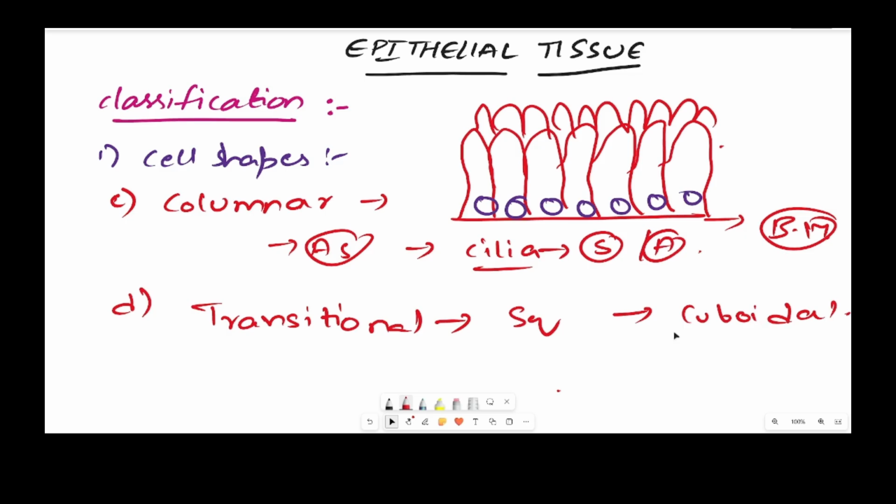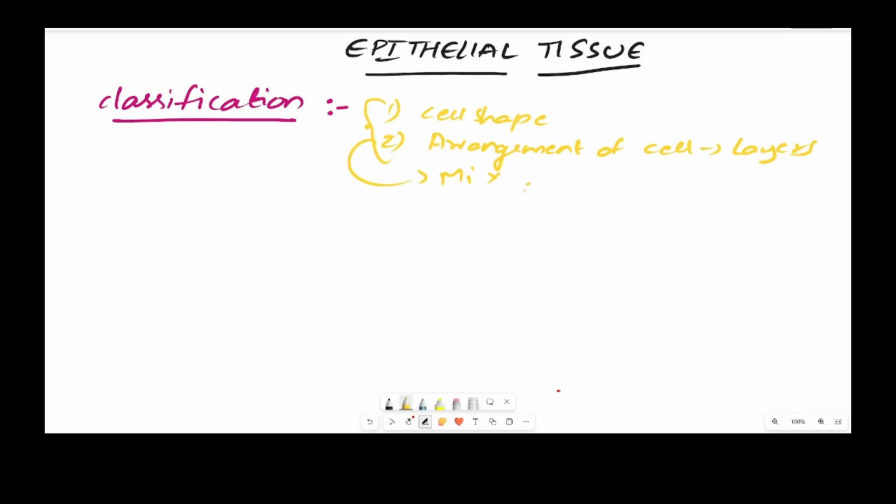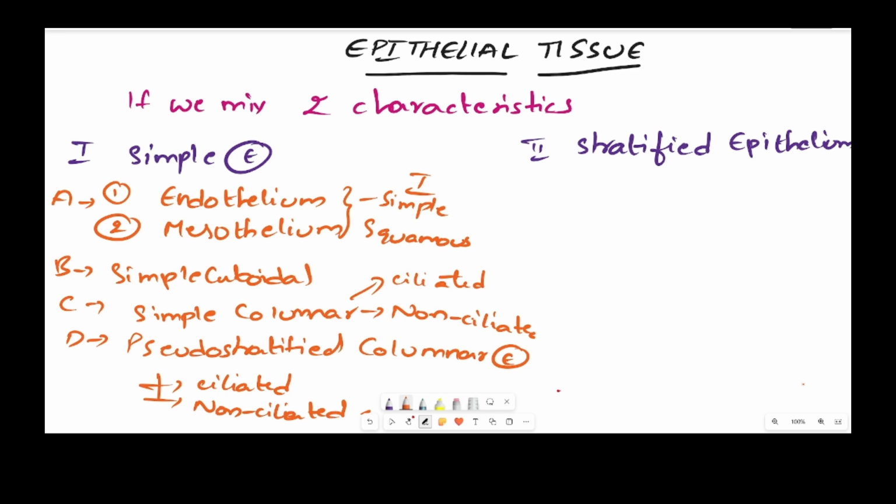That is all about the classification according to two characteristics: one is the arrangement of the cells into layers, and the other is the arrangement of cell shapes. If we mix these two characteristics, we will get the following types of epithelial tissue.